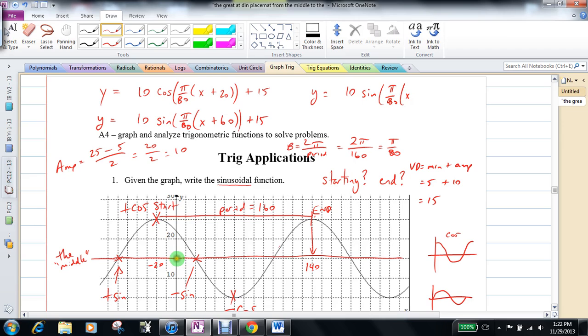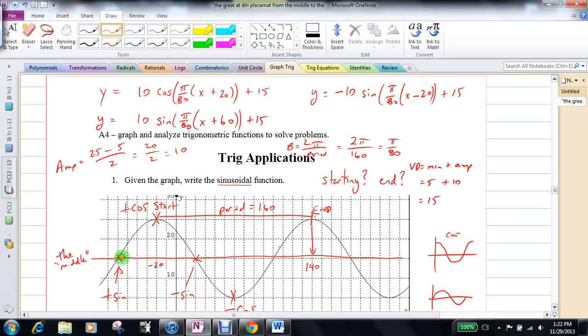My phase shift has changed because this is my starting point and I've moved right 20. If I've moved right 20, I need a minus 20. My vertical displacement has not changed. But because this function is not starting by going up, but rather starting by going down, that is not normal for sine. That is a negative sine function.